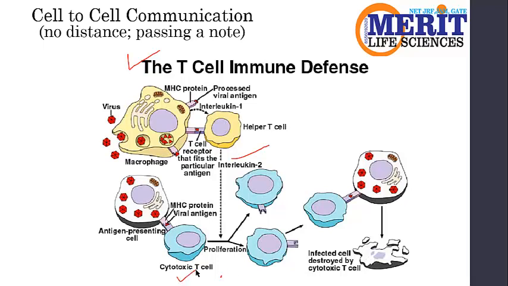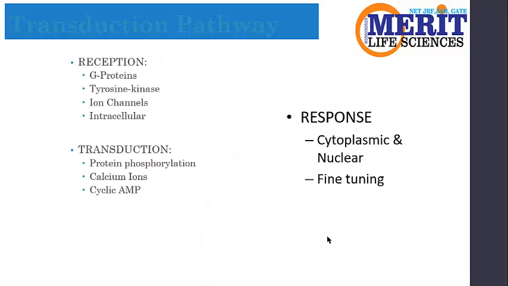Got the idea? Because of this communication between the MHC, which captures the antigen and presents it to the helper T cell, there is a large number of proliferation of cytotoxic T cells, and cytotoxic T cells now attack the infected cells, and the infected cells are destroyed by cytotoxic T cells.